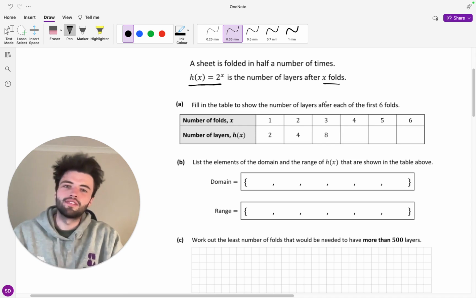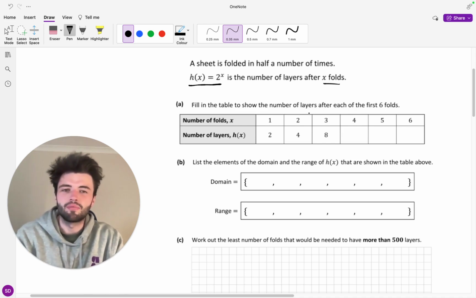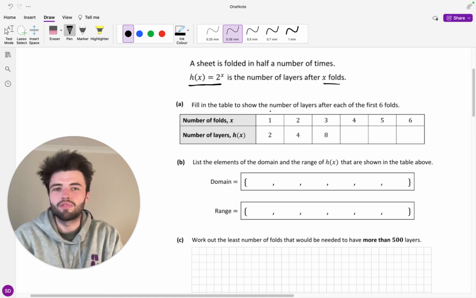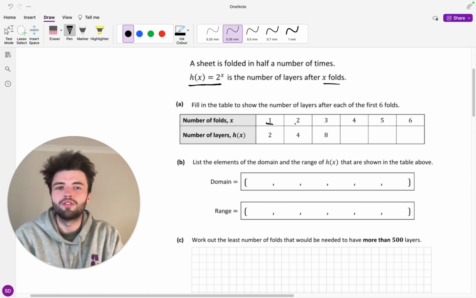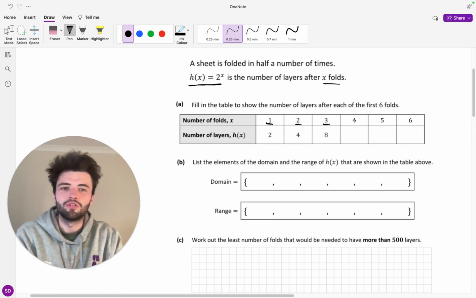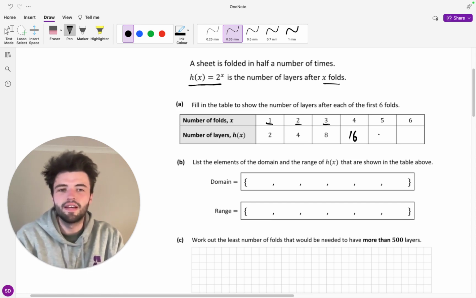You will see loads of questions like this at the Leaving Cert as well, so it's good to get a bit of practice with these. But basically we're given the first 3 results. So we're given 2 to the power 1, which is of course 2. 2 to the power 2 is 4, so 2 squared, and then 2 cubed is going to be 8. So 2 to the power 4 is going to be 16. 2 to the power 5 is going to be 32. And 2 to the power 6 is going to be 64.